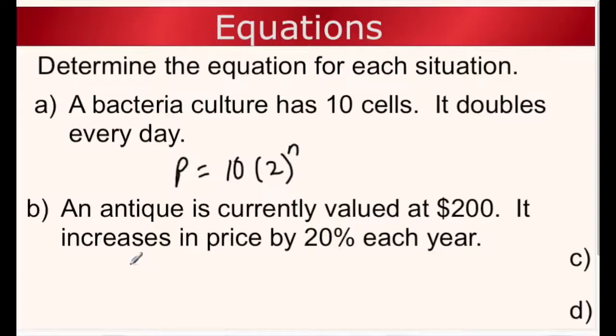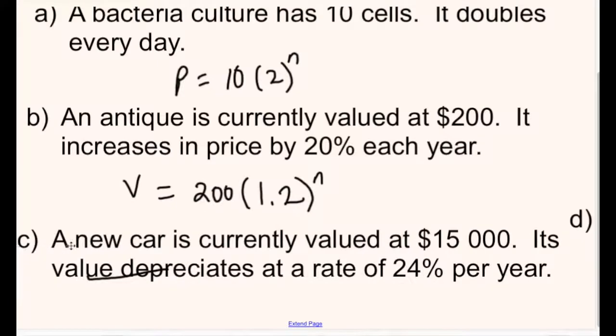So if I say V for the value of the antique, that's going to equal, well, it starts at 200, so we're going to take 200 and then multiply by some growth factor, and this growth factor is only 20%, so it's growing by 20%, so I've got to say it's 1 plus 0.2. That's like 100% plus 20%, the original amount of 100% plus 20% more, so that's the 0.2 part, and then n again for the number of years.